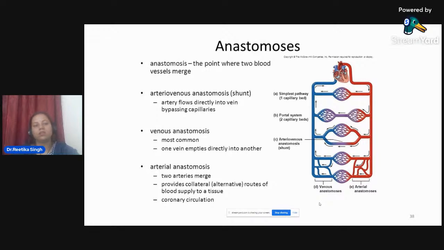Anastomosis is the point where two blood vessels merge. It can be arteriovenous anastomosis, where an artery flows directly into a vein; venous anastomosis, where a vein empties directly into another vein; and arterial anastomosis, where two arteries merge.